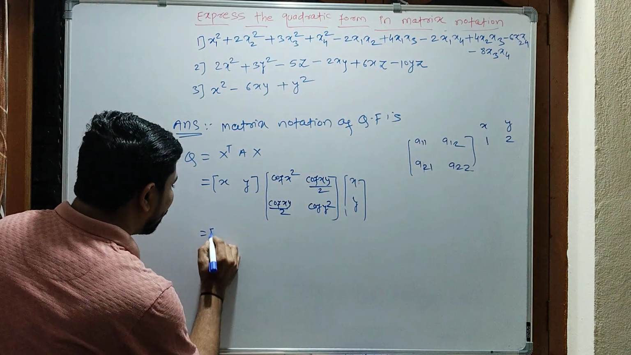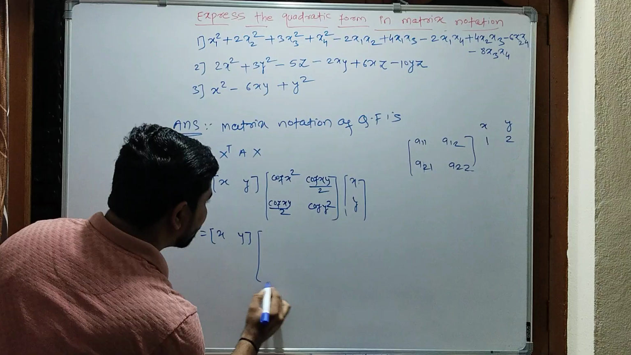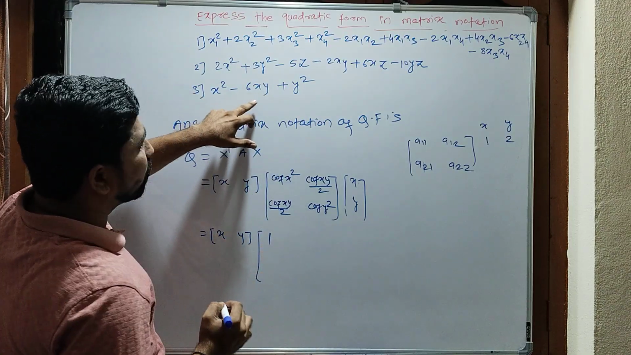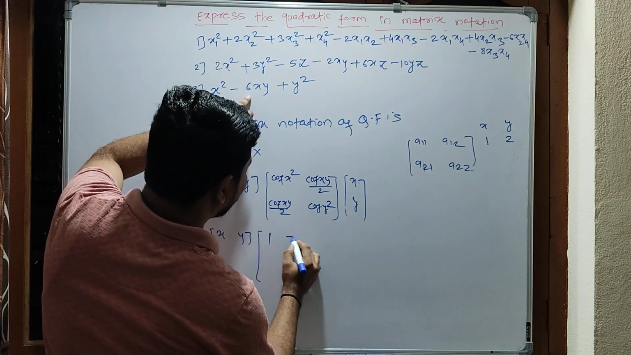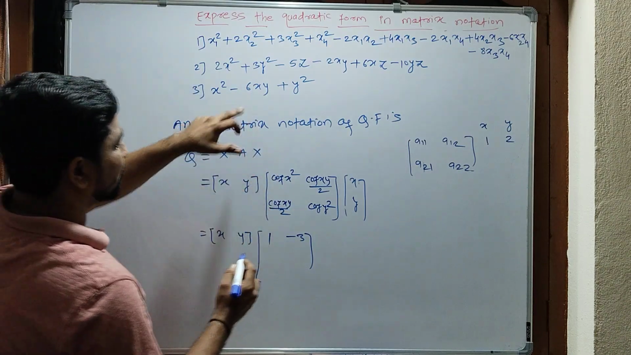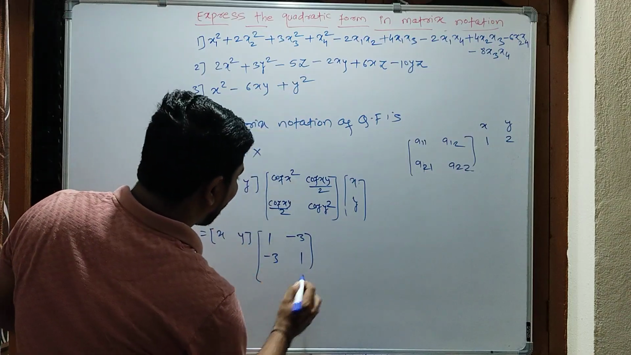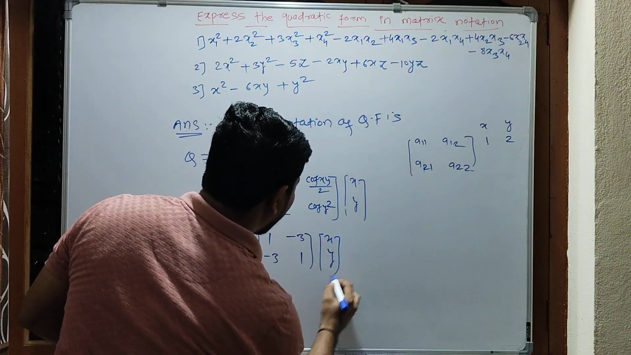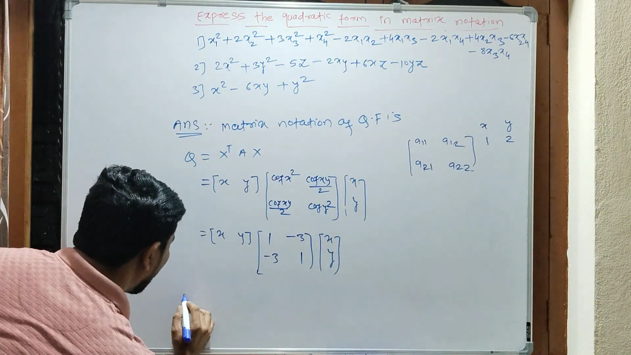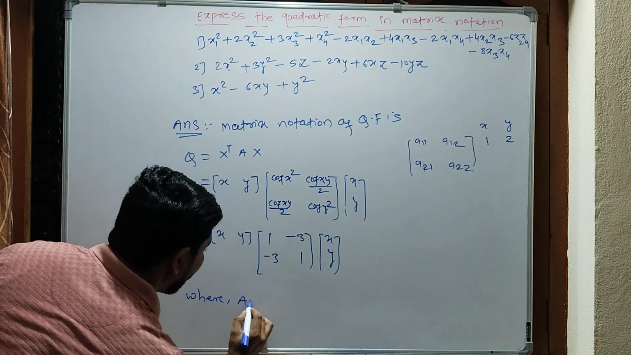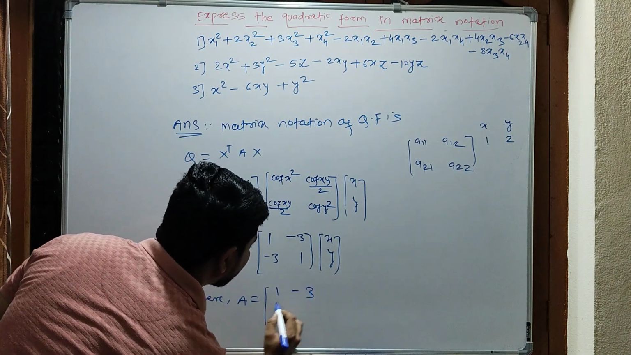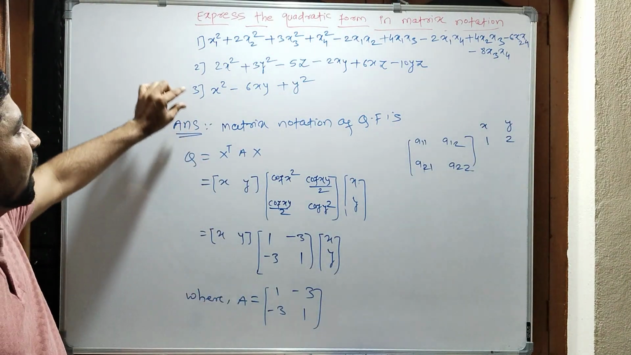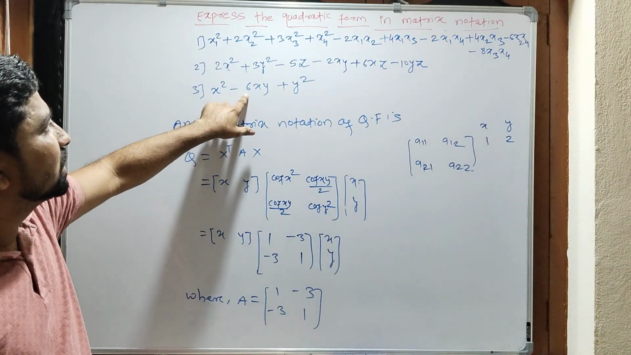This is equal to x and y times the matrix where the coefficient of x square is 1, the coefficient of xy is minus 6 by 2, that is minus 3, again minus 3, and the coefficient of y square is 1, times x and y. So this is the matrix notation, where A equals 1, minus 3, minus 3, 1. This is the matrix notation of the quadratic form Q equal to x square minus 6xy plus y square.